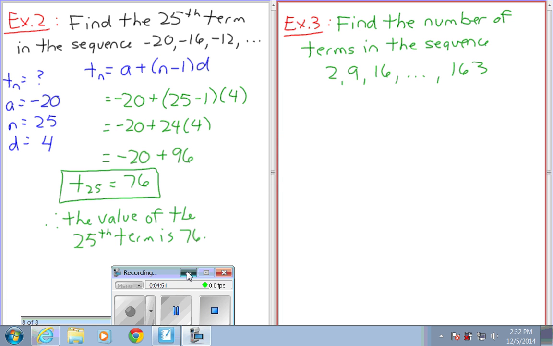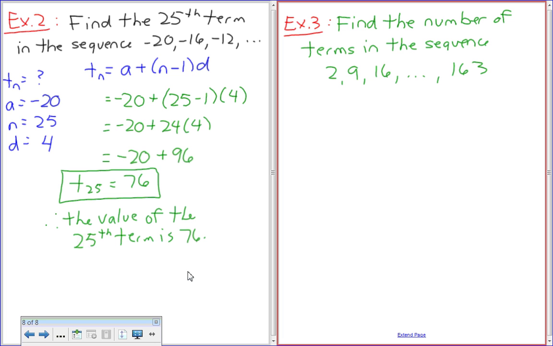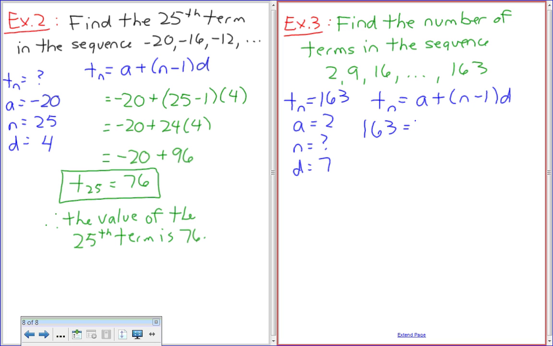Okay, so people are mixing up the algebra. I'll go through the basics here. Tn is 163, a is 2, n is unknown, and d is going to be 7. Your brain has been on complicated math for way too long, is what I'm going to say. So your brain has been on wonderful trig and all sorts of good things. What's the first thing I do in an equation like this to solve for n?